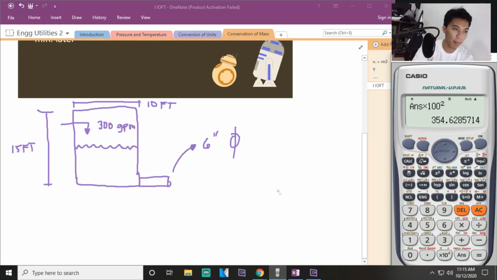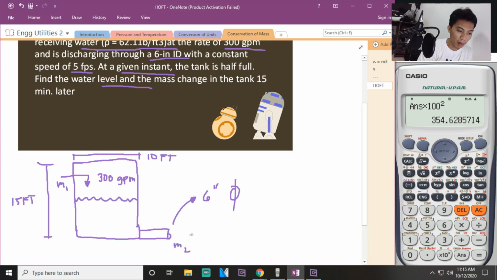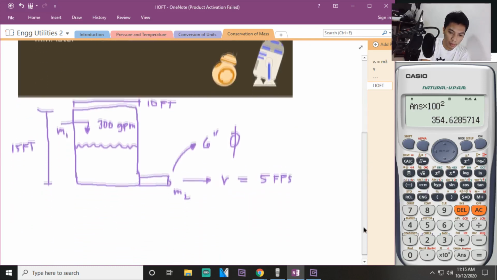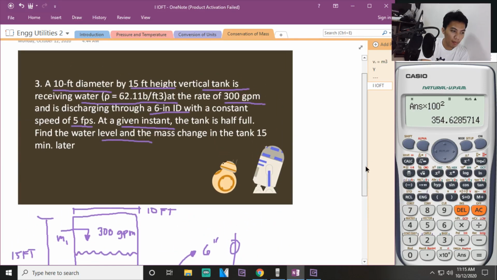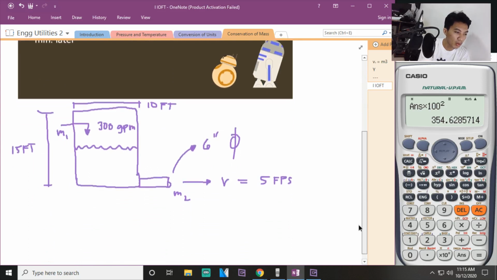Okay, so let us proceed. Okay, ganito yun. Ang tamang pag-solve dito, aalamin mo muna yung mass na pumasok. Yung mass 1, tapos yung mass na lalabas. Ang velocity ng iyong mass dito kasi will be 5 fps o 5 feet per second. Okay? So, pwede mong makuha dito yung the change of mass in 15 minutes. Yan, okay? So, ano muna nga alamin natin dito?